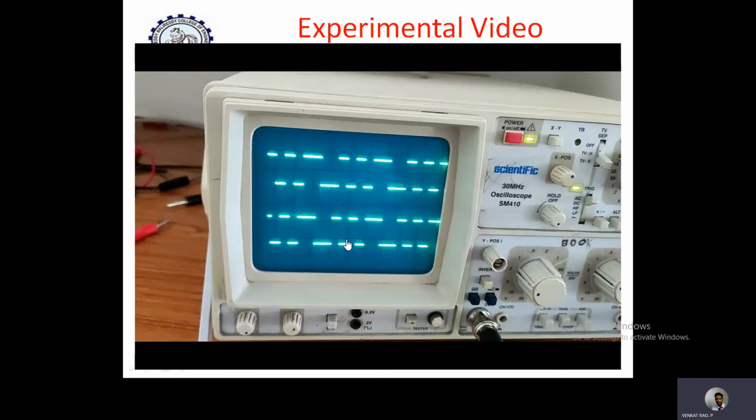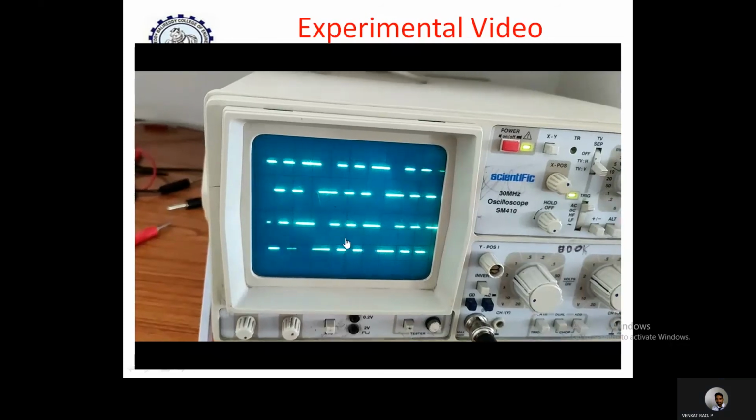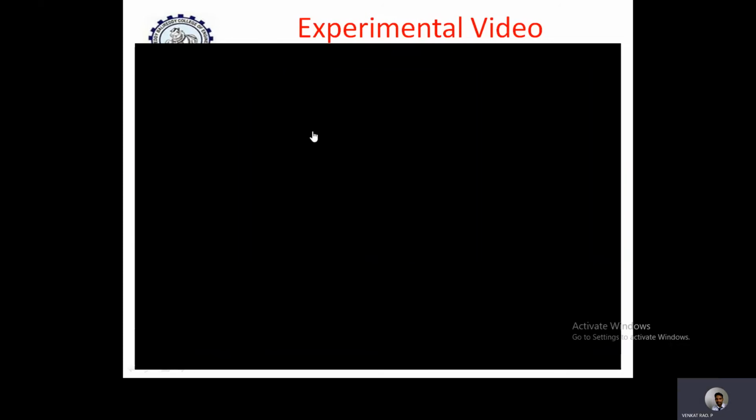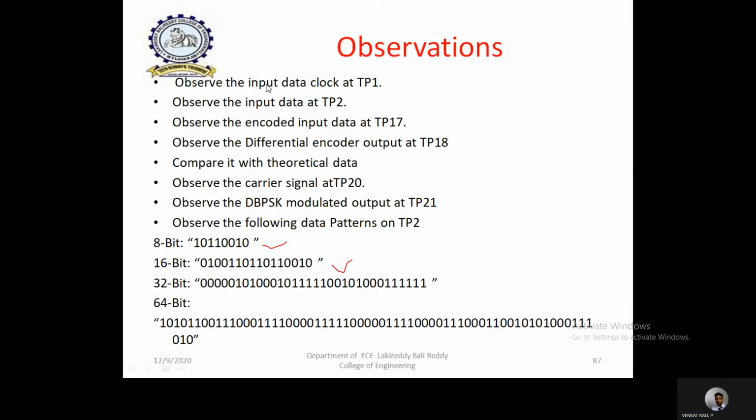So for every analysis, you try to compare the input and the corresponding output that we are observing. So always place two CRO probes in dual mode and try to compare the different bit sequences. Okay, so that's it. That is the experimental video. And these are the observations you can obtain from that particular experiment.